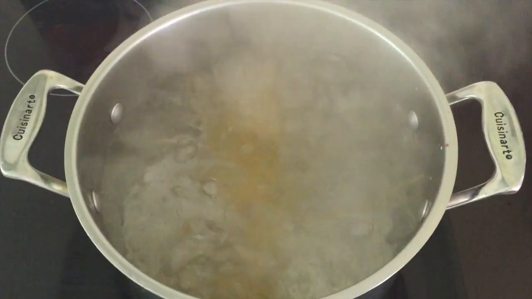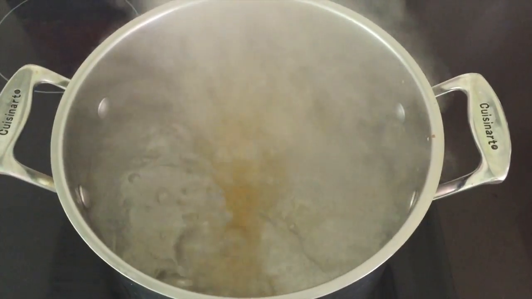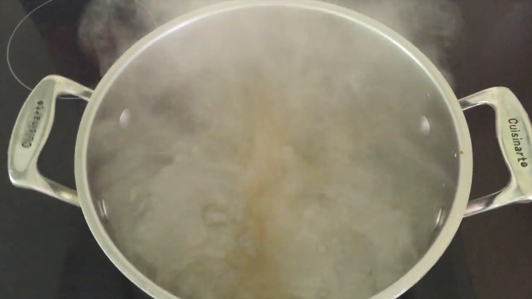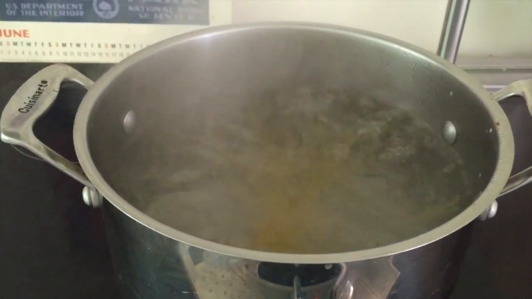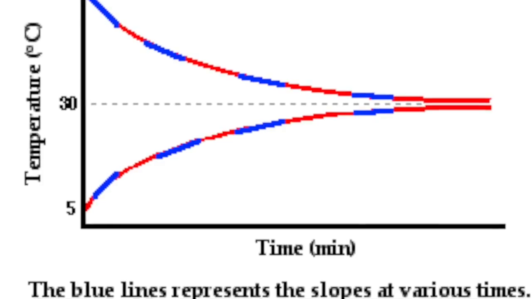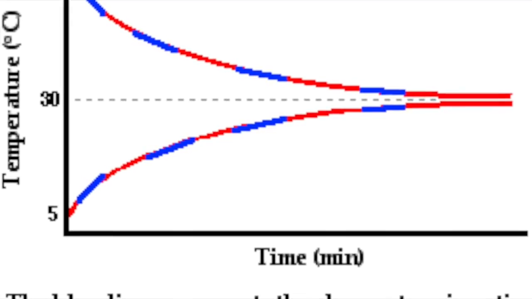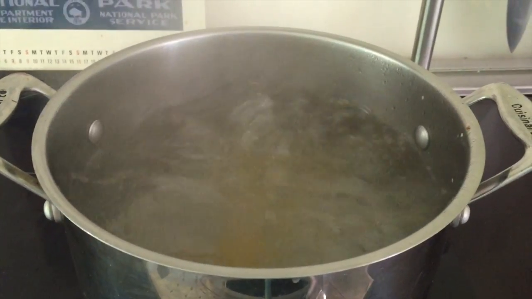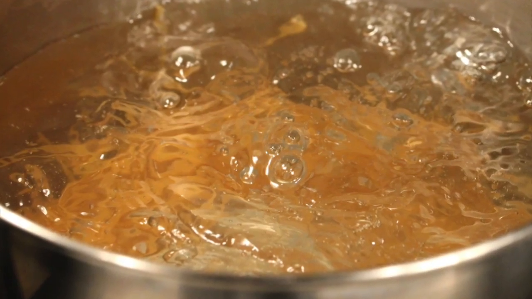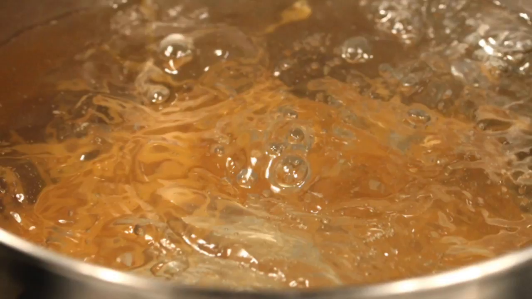Now, it's time to add the pasta. When frozen pasta is placed in boiling water, the water and pasta change in temperature until they reach the same temperature. If you graph their temperatures, it would look something like this. The law of conservation of energy tells us that energy can never be created or destroyed, only transferred. As a result, any heat lost by the water is gained by the pasta.